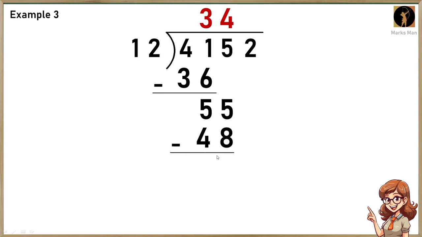Next step, you need to subtract this number 48. So 55 minus 48, that is equal to 7. Now 7 is smaller than 12, so you need to bring down this number 2. Now 72 divided by 12, that is equal to 6. And then you need to multiply this number 6 to your divisor.